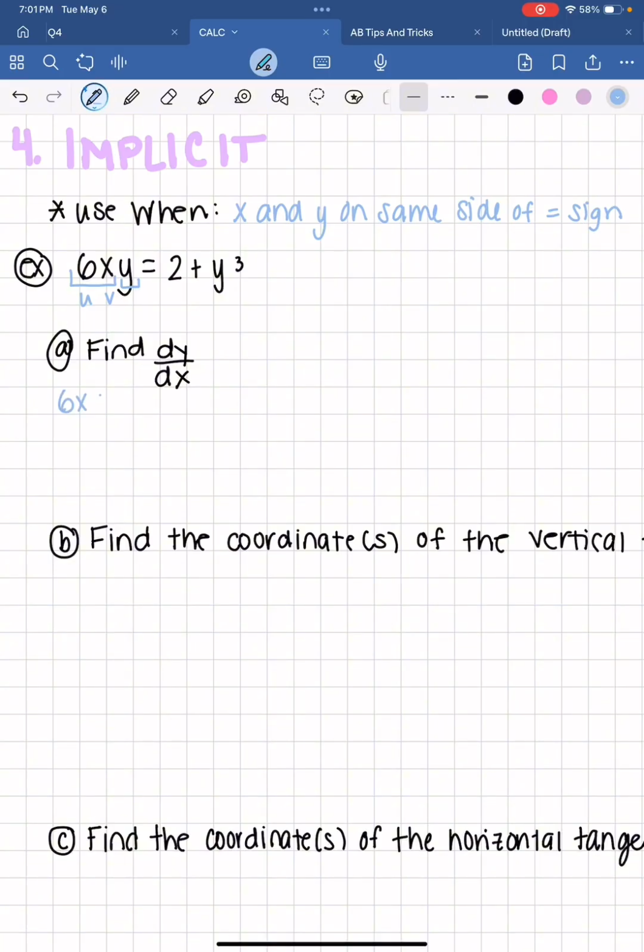So you're going to derive the y like normal. So y is v, so that's going to be 1 dy dx. Anytime you derive the y, you better throw a dy dx on. Plus v, u prime, you derive the x's like normal. We do not need to add anything on because we're deriving with respect to x. Equals the derivative of 2 drops out at 0. And the derivative of y cubed is 3y squared. Derive it like normal. Throw on a dy dx. Now you're going to move all the dy dx's to one side.